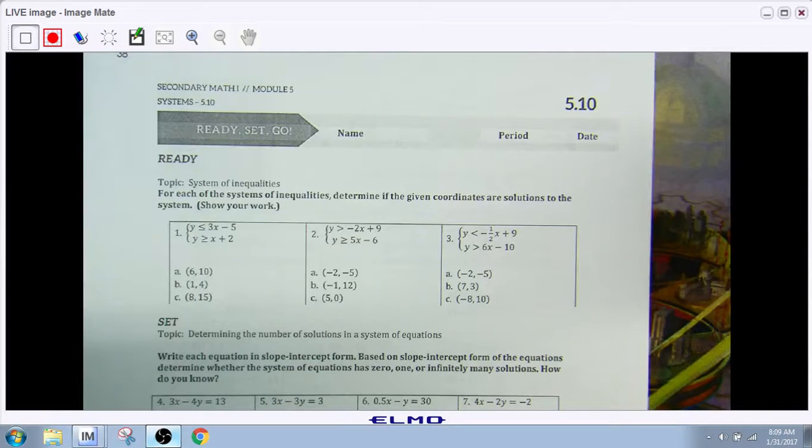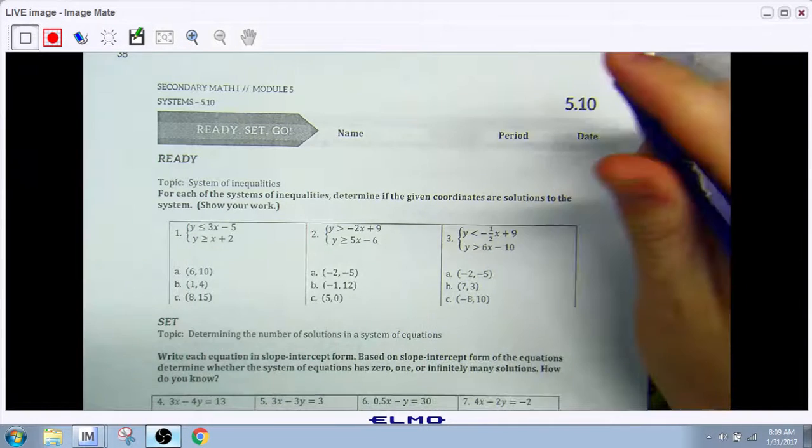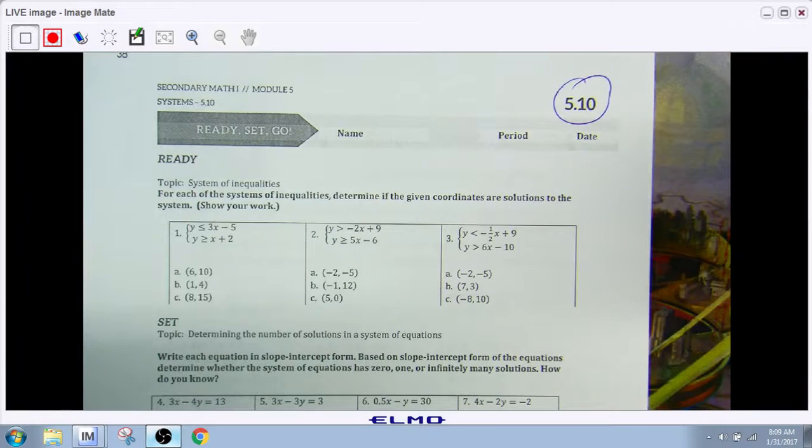Good morning, everybody. I'm a little behind because I was packed with meetings, but here is finally the homework helper for 510. Let's go ahead and look at what's going on here.